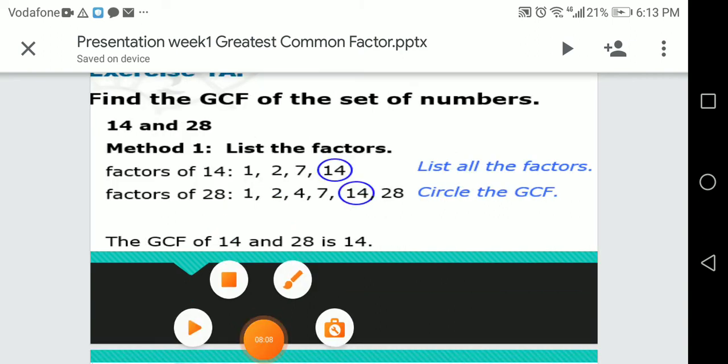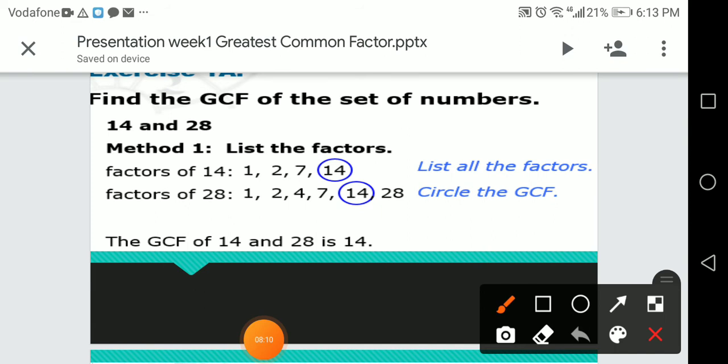Okay? As you see here, if he asks you to find the GCF of the set of numbers 14 and 28, so I used here the list method. What are the factors of 14? 1 times 14, 2 times 7, and I write them. Factors of 28: 1 times 28, 2 times 14, 4 and 7. Okay, and I circled here the greatest common factor. I didn't choose 2 because it's smaller than 14.